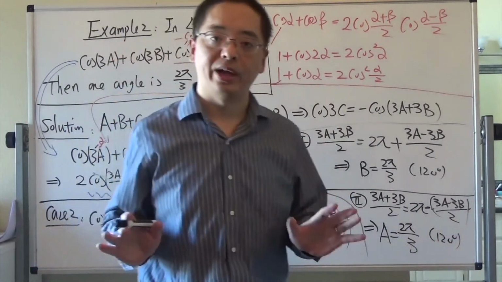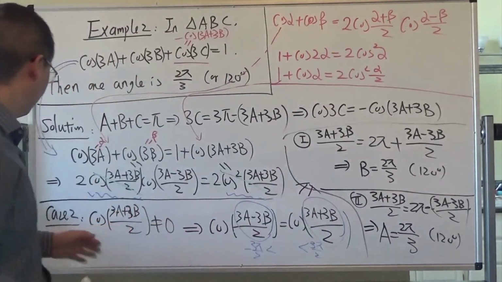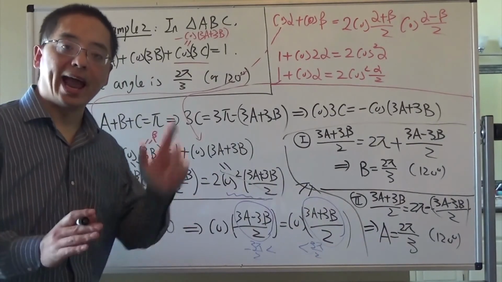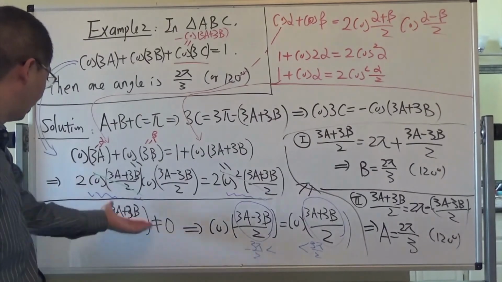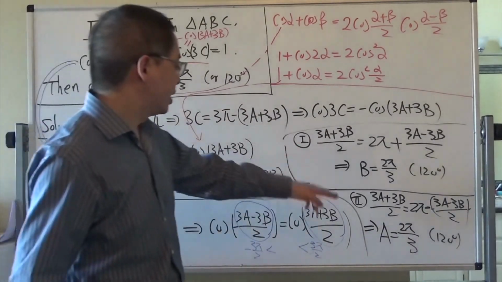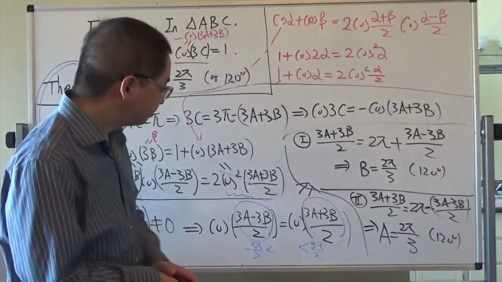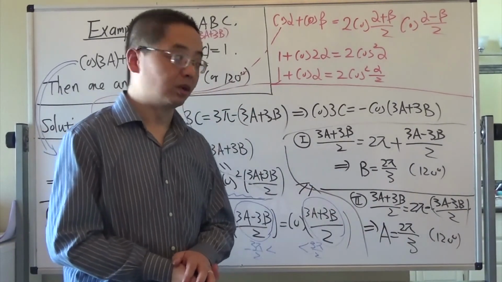So far we have exhausted three scenarios. Case 1 is when this one equals 0, and that gives us angle C is 120 degrees. Then case 2, when this one is not 0, we have two subcases. One gives us B is 120 degrees. The last one gives us A is 120 degrees.